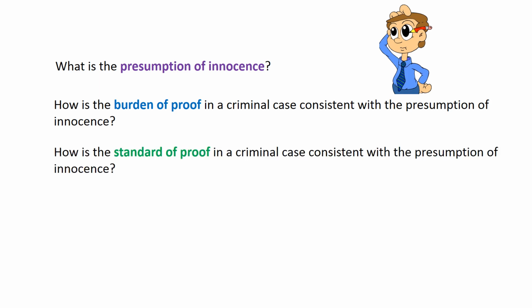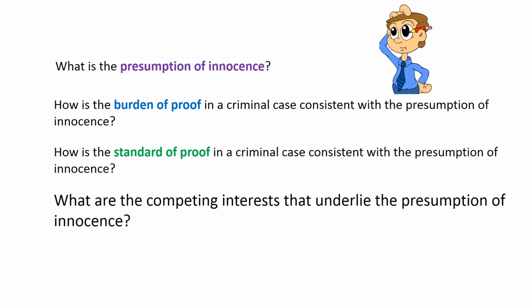Here is the next question. How is the standard of proof in a criminal case consistent with the presumption of innocence? You'll remember that the standard of proof in a criminal case is that the prosecution has to prove beyond reasonable doubt that the accused committed the crime. Again, let's pause the video and give you 4 to 5 minutes to write an answer to that question.